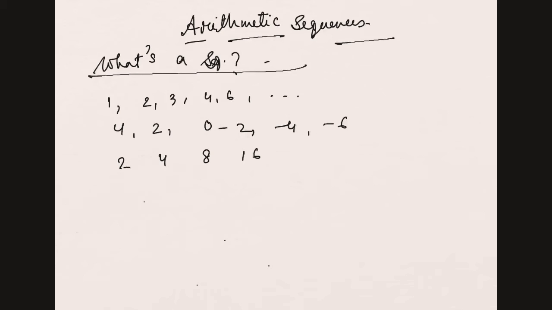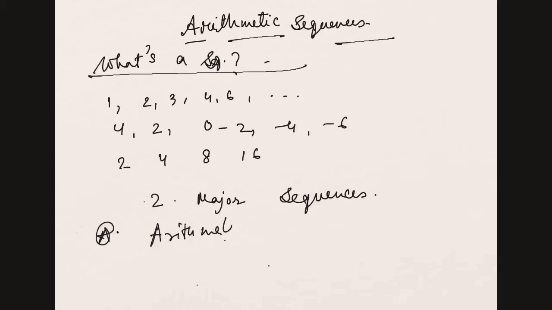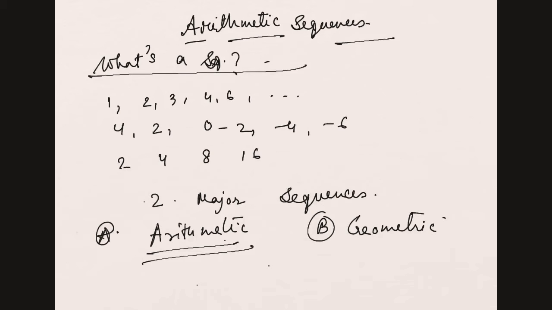Now, there are two major types of sequences. What are they? A is the arithmetic sequence and B is the geometric sequence. So today we are going to study arithmetic sequences. So what is an arithmetic sequence?